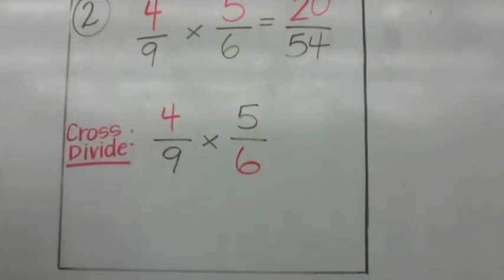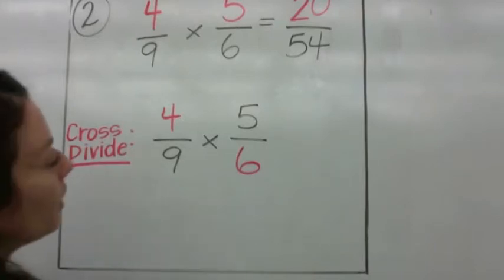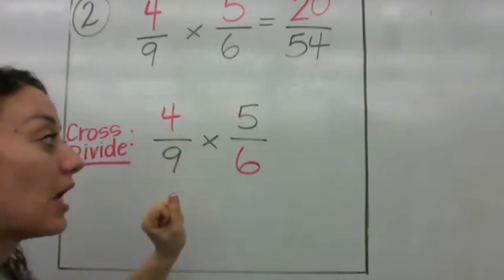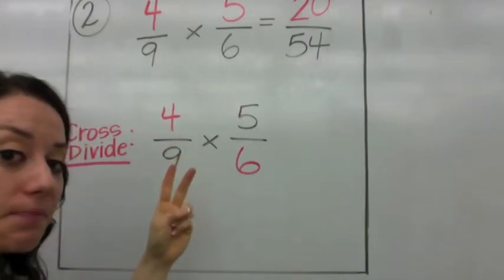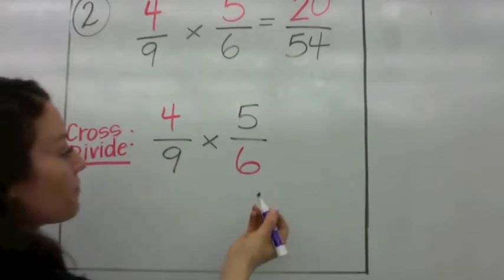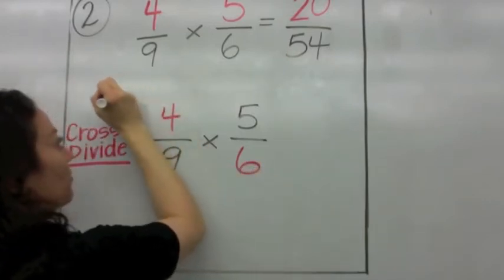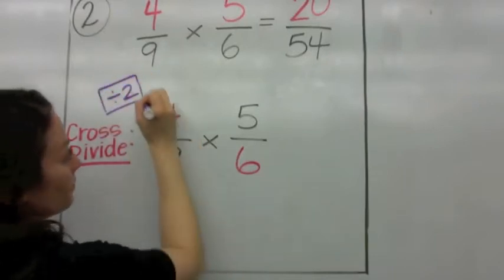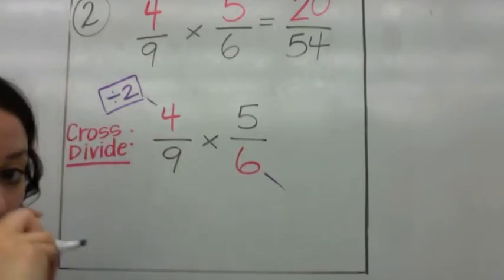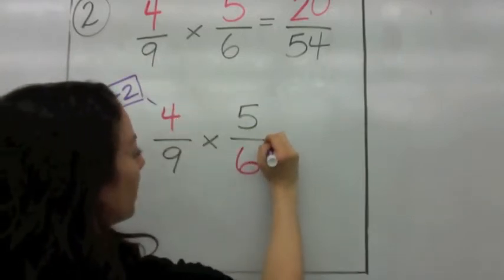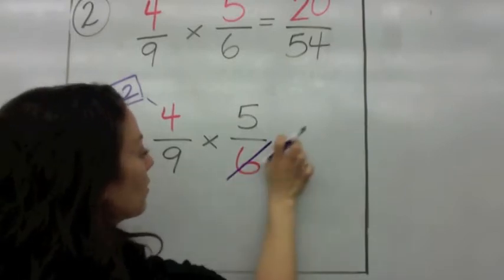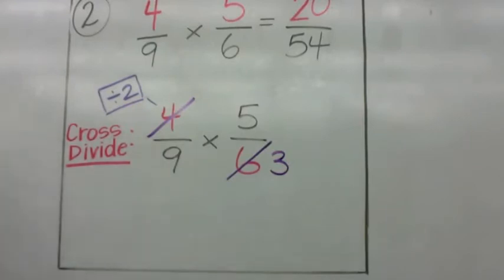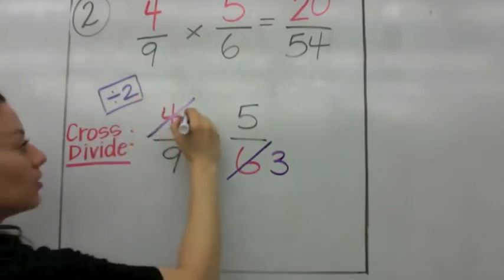Now look at 6 and 4. What could you divide both 6 and 4 by? You could divide by 2, right? So I'm going to do this. You can divide by 2 across. Well, now 6 divided by 2 is 3. And what about 4 divided by 2? 4 divided by 2 is 2.